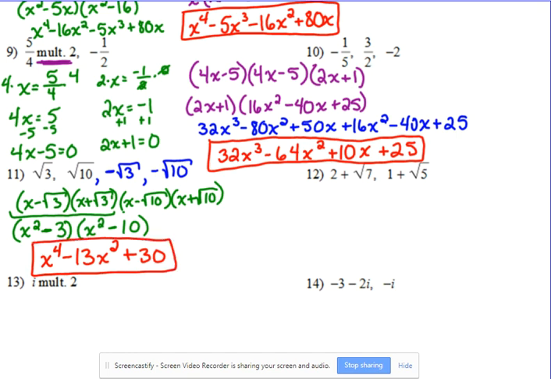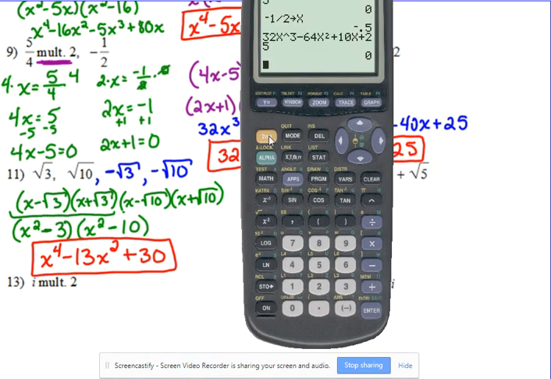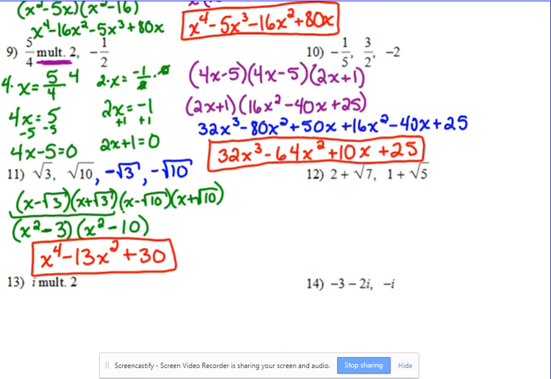And again, you can check it, okay? Take the square root of 3, store it as x, and then type in our polynomial, x to the 4th minus 13x squared plus 30. We get 0, okay? So, pretty cool how that happens.